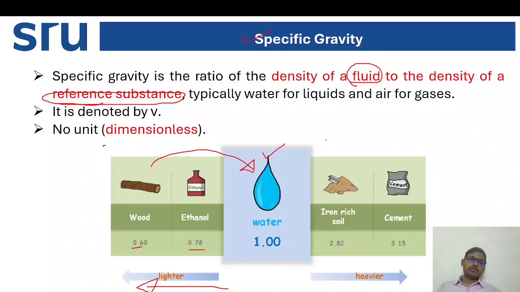From here you can understand that wood is floating on the water because its density is less. If density is more, like iron or cement, it will go to the bottom of the water, because these two have more density. Understood? So less density means it will float, more density means it will submerge into the water.